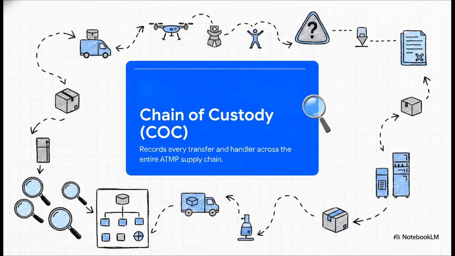Now, working hand in hand with COI is the chain of custody, or COC. If identity tells us whose it is, custody tells us where it's been and who has touched it. Chain of custody meticulously records every single transfer, every courier, every storage facility, and every handler. It maintains total transparency across the complex ATMP flow path. If something goes wrong, a solid chain of custody is what enables rapid investigation, recall, and pharmacovigilance.